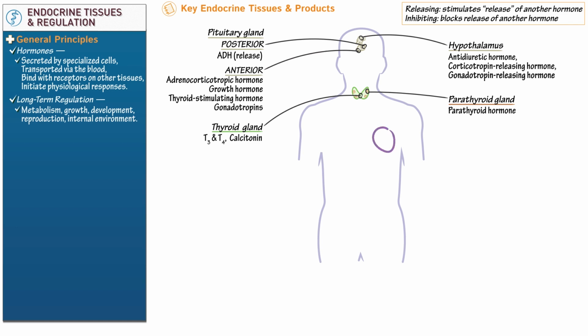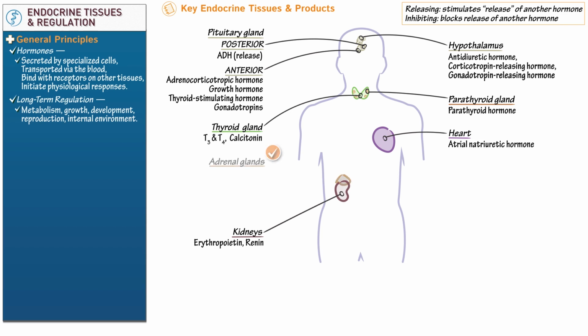Now draw the heart and indicate that specialized cells within it secrete atrial natriuretic hormone, also referred to as atriopeptin. This hormone is secreted in response to atrial distension to increase sodium and water excretion in the kidneys. Now indicate that the kidneys secrete erythropoietin and renin. Erythropoietin stimulates red blood cell production, and renin aids in blood pressure regulation.